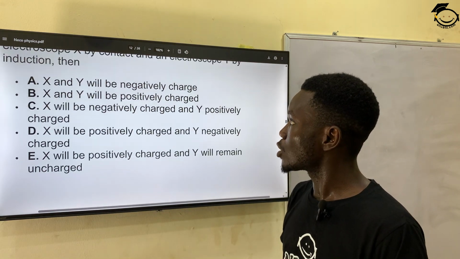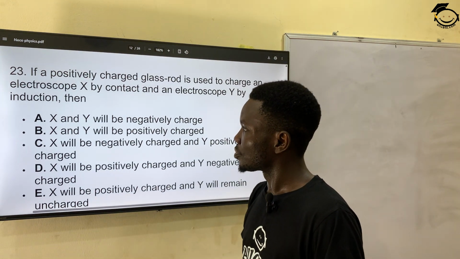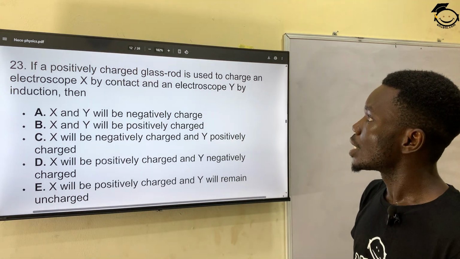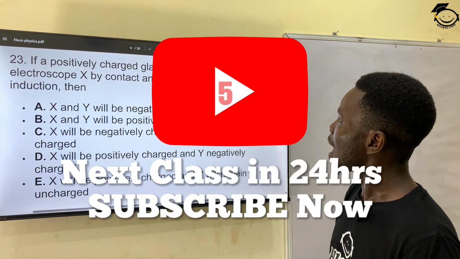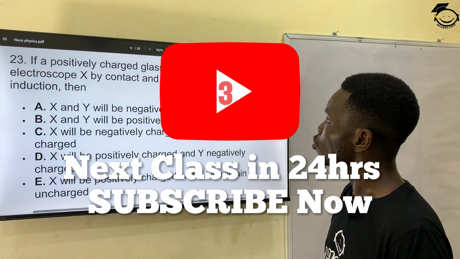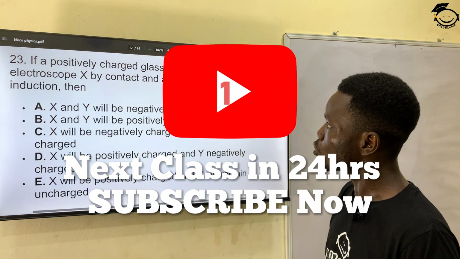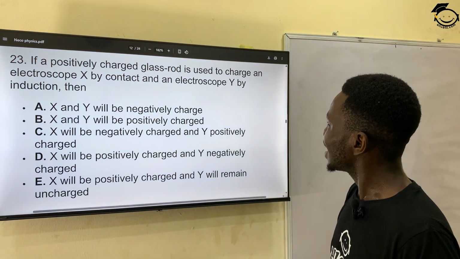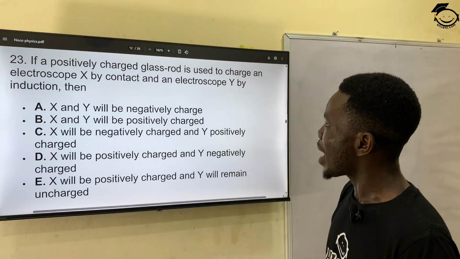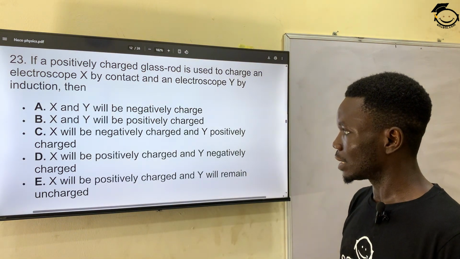Moving on to question number 22 now. Question number 22 says, if a positively charged glass rod is used to charge an electroscope X by contact and an electroscope Y by induction, then dash.